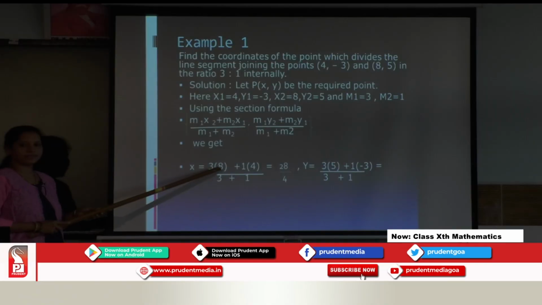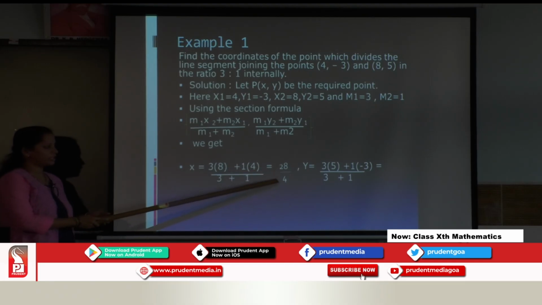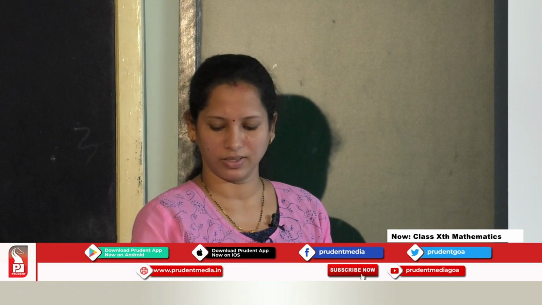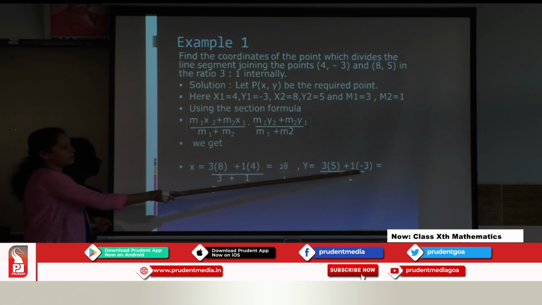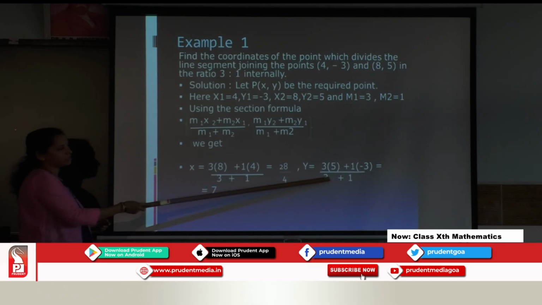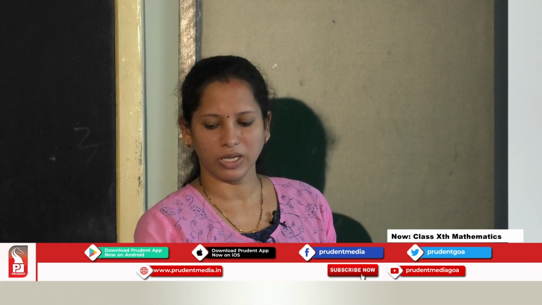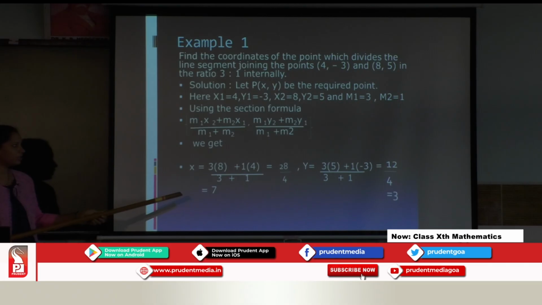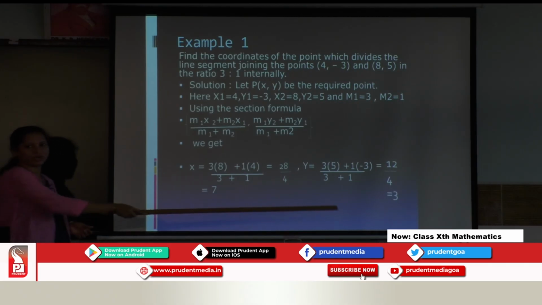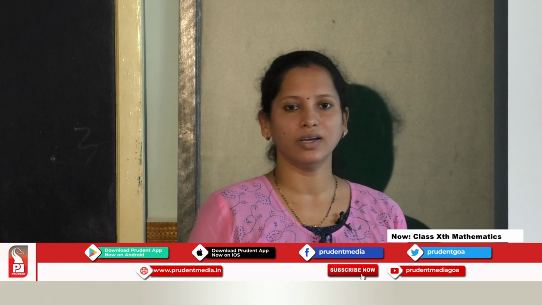So now 3 8s are 24, 1 4s are 4. So 24 plus 4 is equal to 28, 3 plus 1 is 4. So 28 upon 4 will be equal to 7. Also 3 into 5 is 15 plus 1 into minus 3 is minus 3. So 15 minus 3 upon 3 plus 1, that is 4, is equal to 12 upon 4, which is equal to 3. So now we got the coordinates, that is 7, 3. Therefore, 7, 3 is the required point.